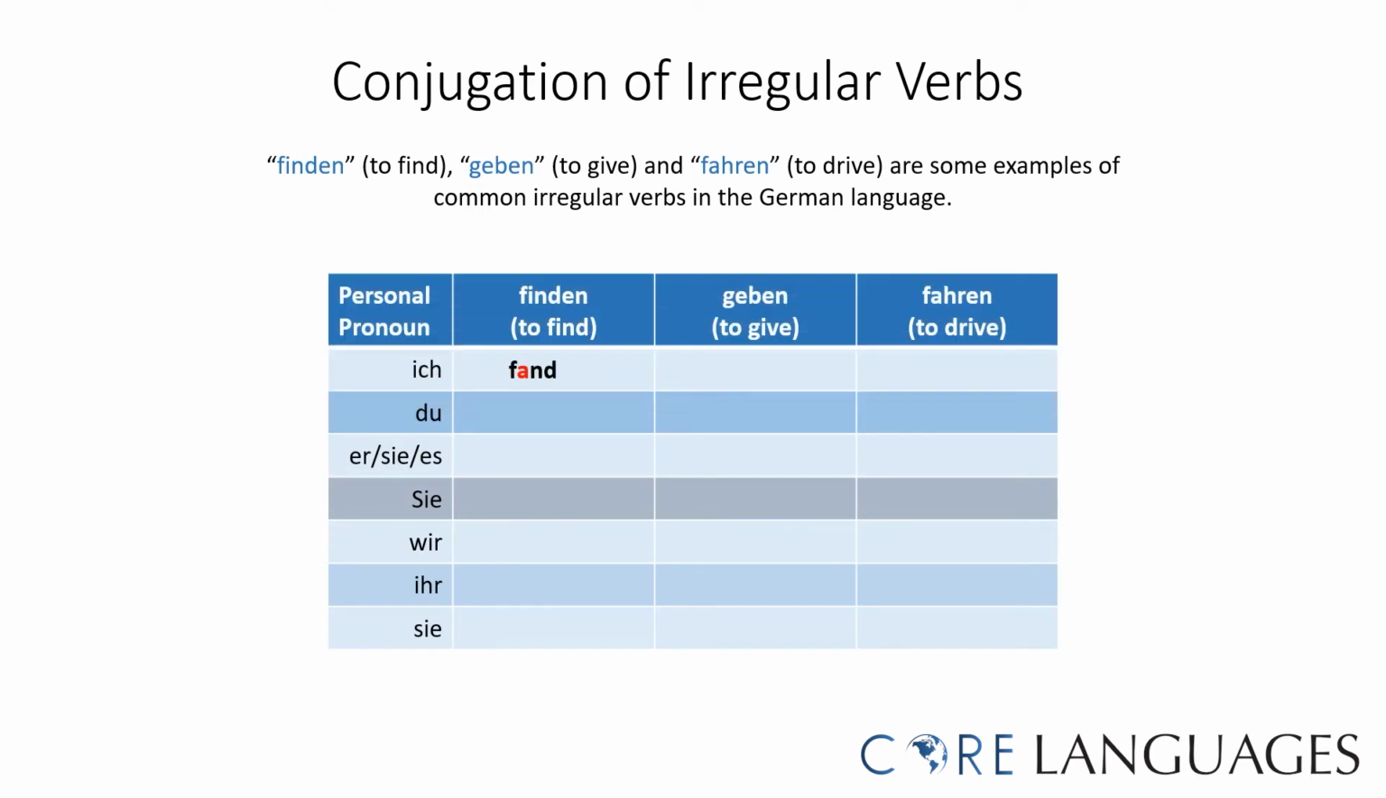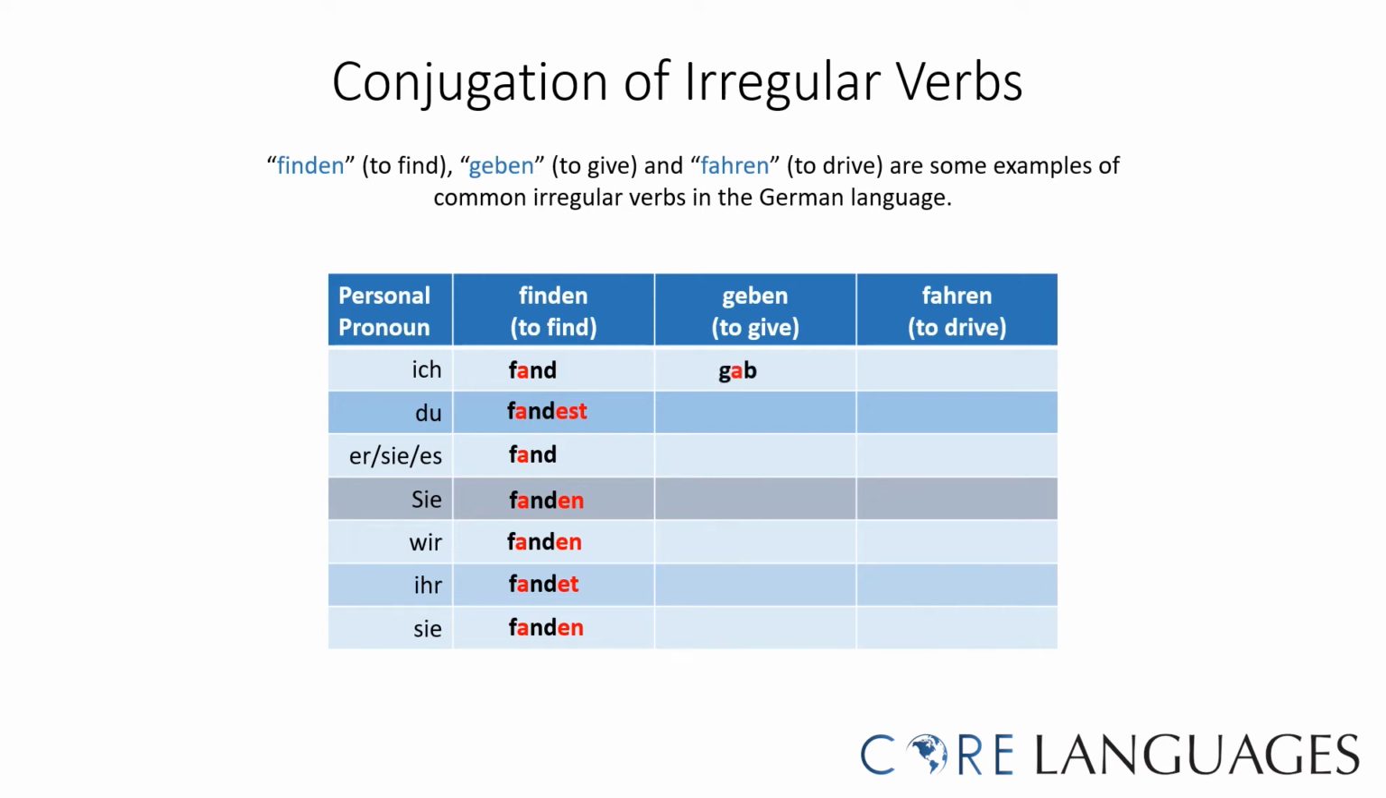Ich fand. Again, notice that there is no preterite ending. Du fandest. Er, sie, es fand. No ending. Sie fanden. Wir fanden. Ihr fandet. Sie fanden.